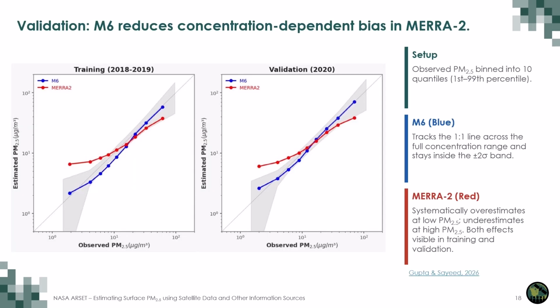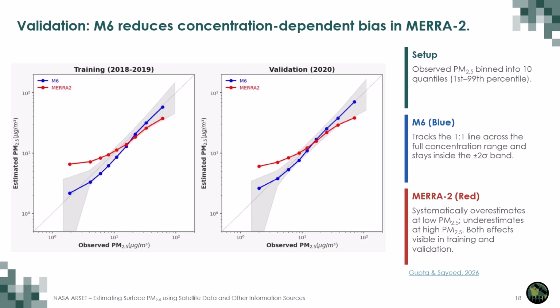Here we show how the ensemble model M6 improves PM2.5 estimates compared to the raw MERRA-2 data products. On the left, you see the training data, which has data from 2018 to 2019. The red line shows MERRA-2 and the blue line shows the M6 output. And on the right is the validation period, which is an independent data set from 2020.